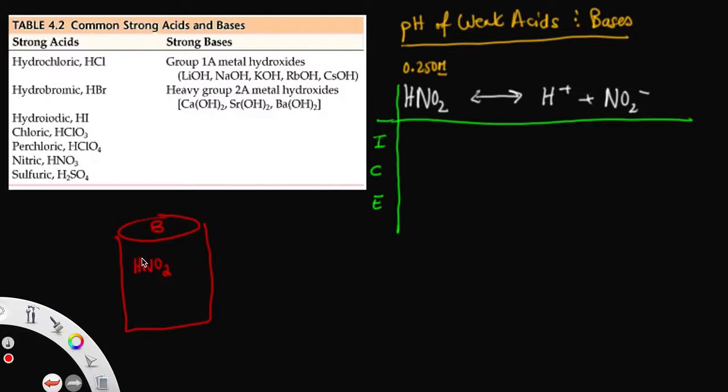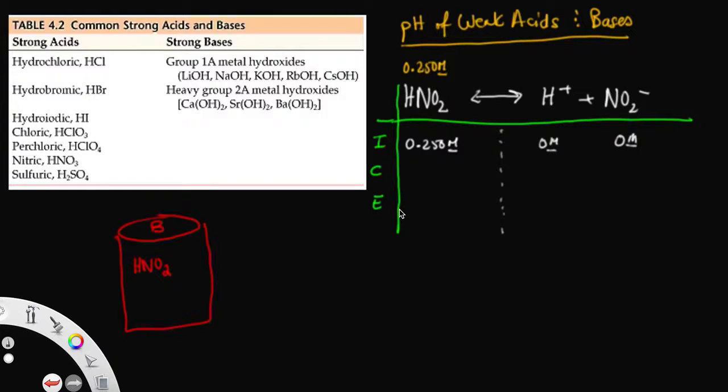It's before the reaction. So we know that our initial concentration of HNO2 is 0.250 moles per liter. And for our product, we have no product to start off with because this is before the reaction has taken place. So we have produced 0 moles per liter of H plus ions, and 0 moles per liter of NO2 minus. So the C stands for the change.